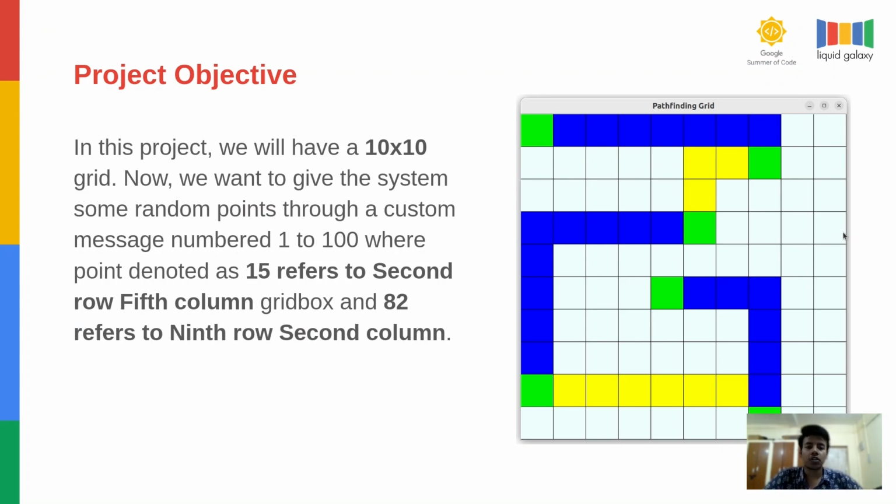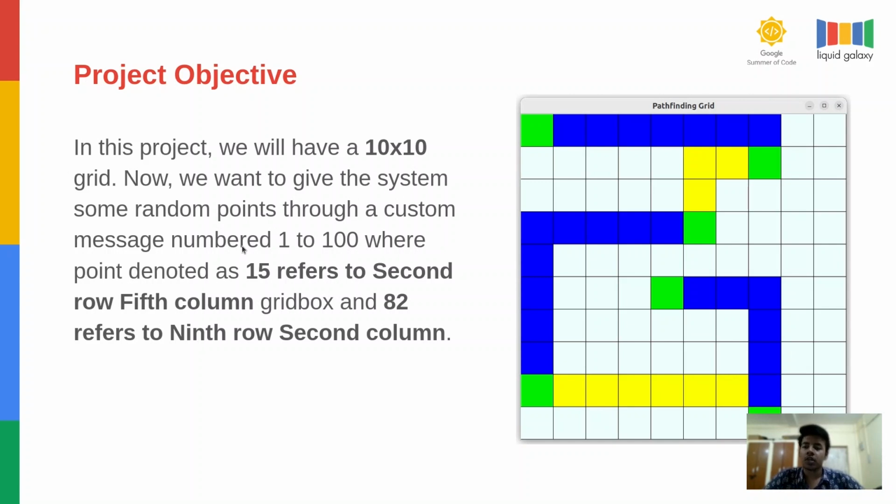Okay, so project objective. In this project, we will have a 10 cross 10 matrix or 10 cross 10 grid, whatever you say. Now we want to give the system some random points. So a custom message numbered 1 to 100, where the point denoted as 15 refers to second row, fifth column and 82 refers to ninth row, second column. So let's understand this. Now we want to give the system some random points using a custom message.